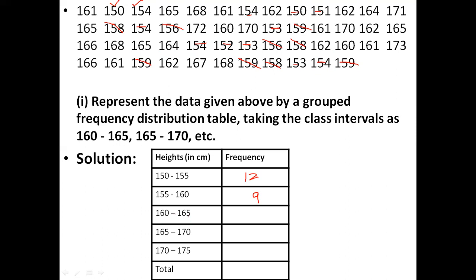So this way, if you keep on doing, you will find that the frequency of the heights between 160 to 165 will be 14, and the heights 165 to 170 will be 10, and the heights of students between 170 to 175 will be 5. So on adding all this, we will get a total of 50.